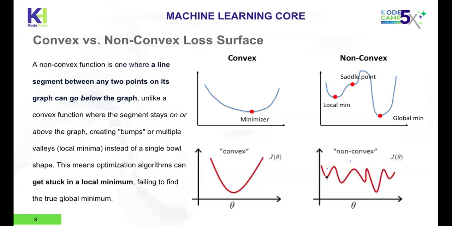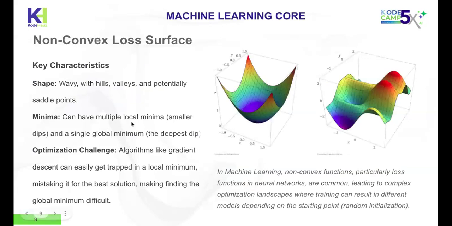So your model is not going to become the best. It has not learned. Here is where it is the best possible it can be, and you always want it to be there. So that's non-convex loss. It can have multiple local minima and a single global minimum, which is the deepest, like here. The main optimization challenge is that algorithms like gradient descent can easily get trapped in a local minimum, and you would mistake it for the best solution because it basically just plateaus at that local minimum. It makes it difficult for you to find the global minimum where your model would have performed better if you trained it to that point.